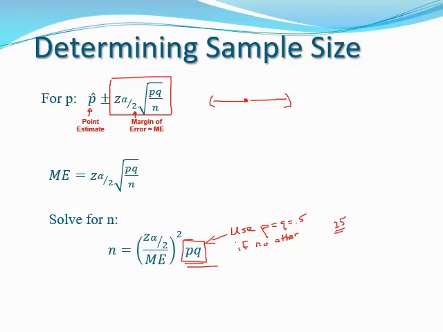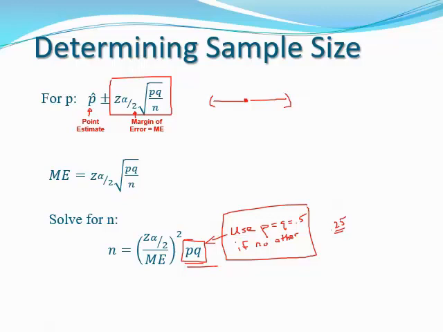What if P is 0.9? Well, then Q is 0.1. 0.9 times 0.1 is 0.09, much less than the 0.25. Turns out this is the worst case that you can ever run into for sample size purposes. When P and Q are both 0.5, the sample size needs to be as large as it ever would be.